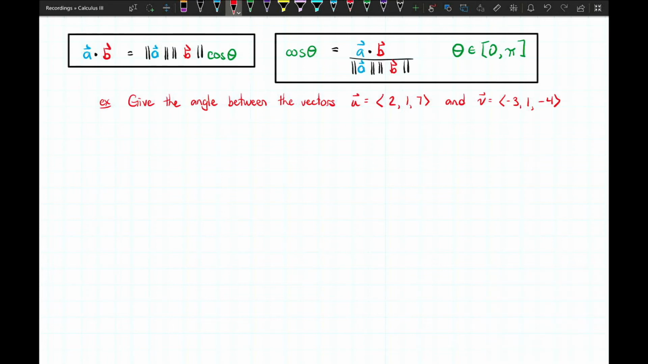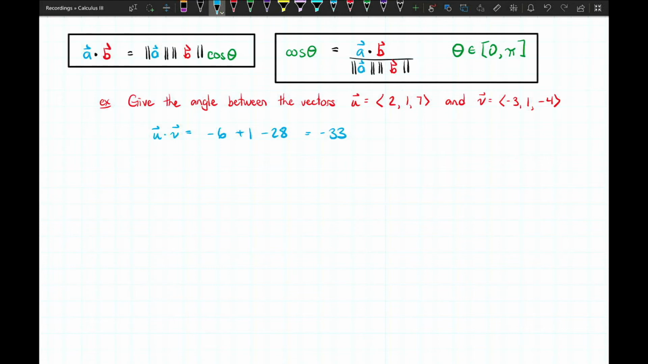Now, we have to take a look at the dot product of these two vectors, u and v. That's a pretty simple calculation. We also need to take a look at their norms. So let's do that work first. The dot product or scalar product of u and v is simply just component-wise multiplication and then summation. 2 times -3 plus 1 times 1 plus 7 times -4. Okay, so that dot product gives us -33.